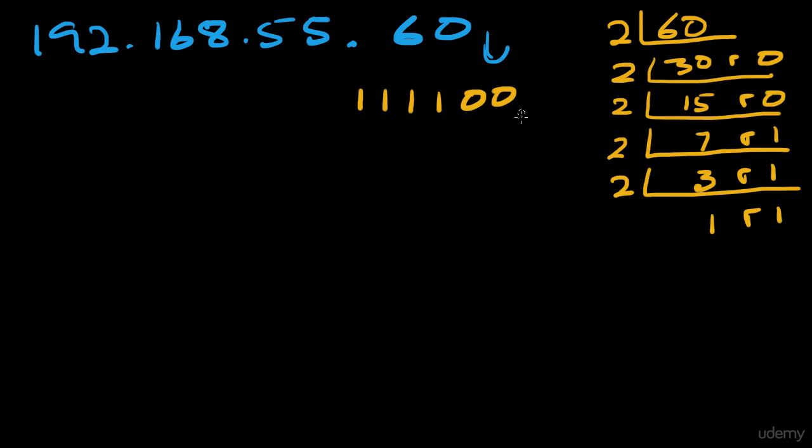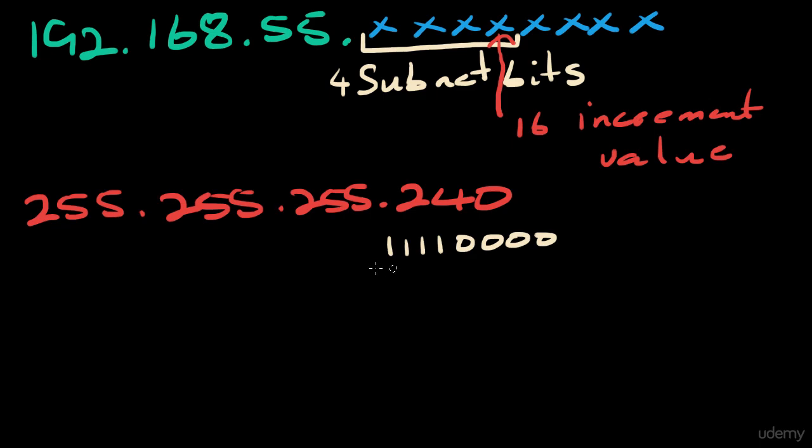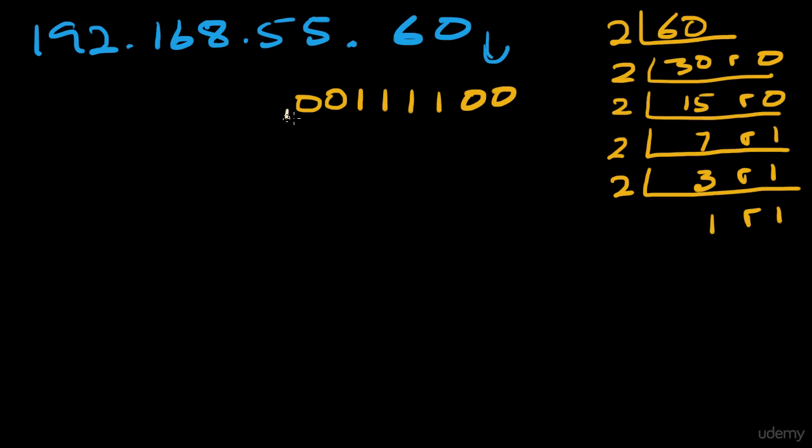How many bits do we have here? 1, 2, 3, 4, 5, 6. So I need to pad this with 2 zeros, and there we go. What do I have here? This is 32 plus 16 plus 8 plus 4, and that should be 60. The subnet mask 255.255.255.240 has 4 ones in the beginning of it. Therefore, it's covering these first 4 bits.